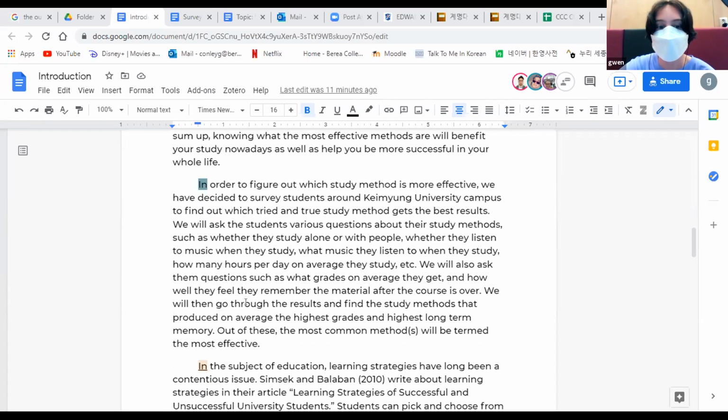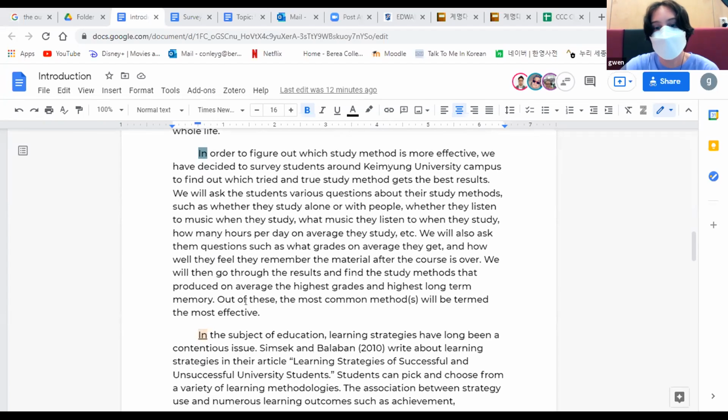And so in order for us to figure out which study method is most effective, we plan to survey the students around Keimyung University campus and find out which actual tried and true study method gets the best results. So we're going to ask the students different questions about their study methods, like do they study alone or with other people? Where do they study? Do they study on campus or off campus? And do they listen to music? What type of music do they listen to when they study, etc.? And we will also ask some questions such as what grades on average do they get, and also how well they feel that they remember the course material after the class is over.